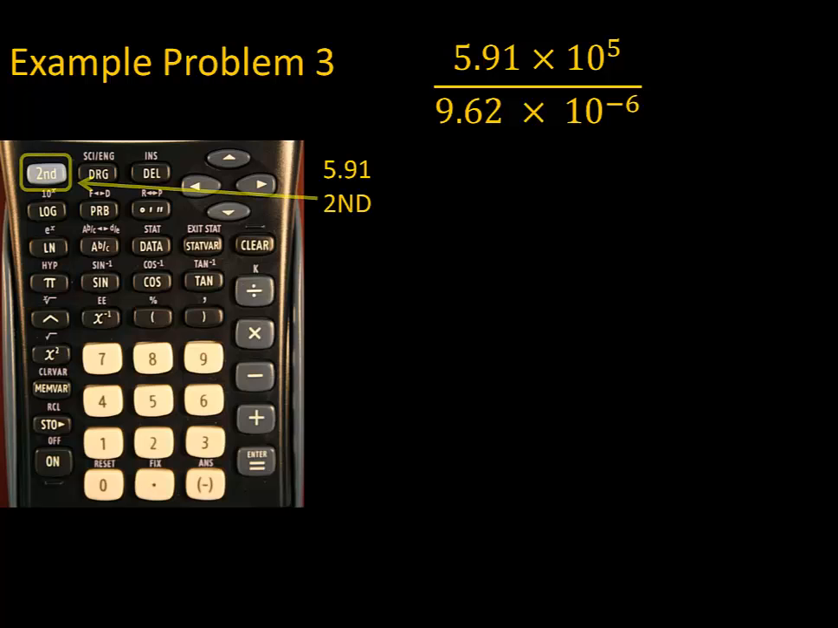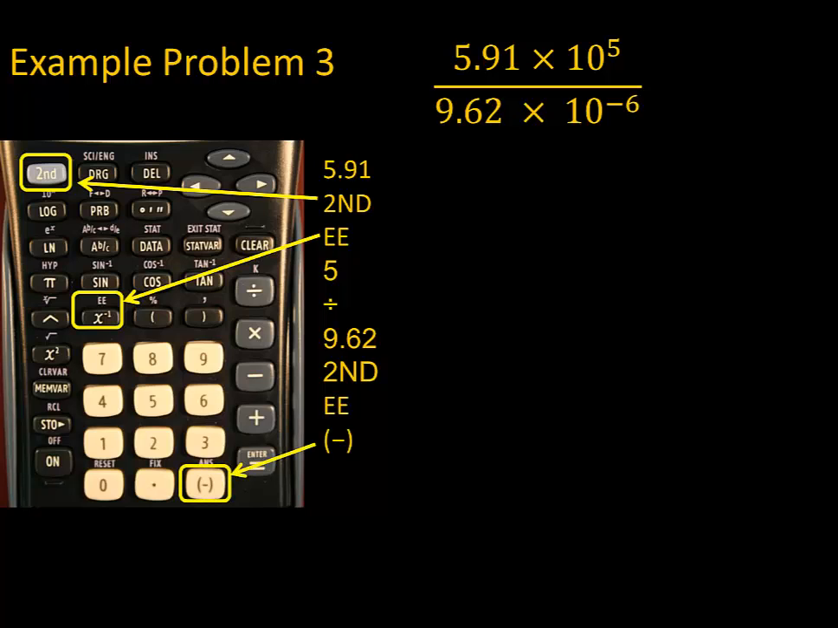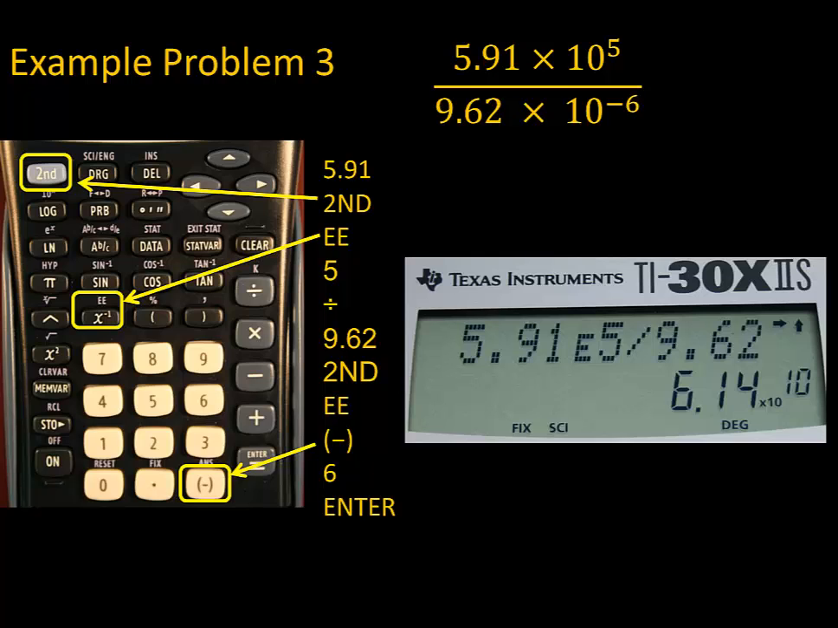5.91, second, EE, 5, divided by 9.62, second, EE. Now note that the denominator has a negative exponent there, so I have to use the minus sign wrapped in parentheses. And then 6. I'm done entering the numbers. All I have to do is hit the enter key. And here's my answer: 6.14 times 10 to the 10th.